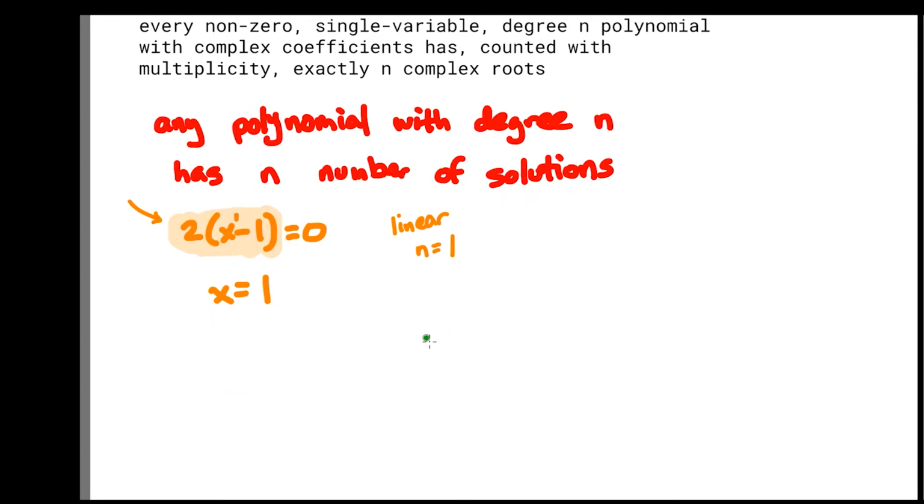Now, let's do another one where instead of it being linear, let's do quadratic. And in this case, n is equal to 2. So I'm going to use the same kind of equation we already did. So 2 times x minus 1. Then I'm just going to add another one. Let's just say x plus 1. Is equal to 0.